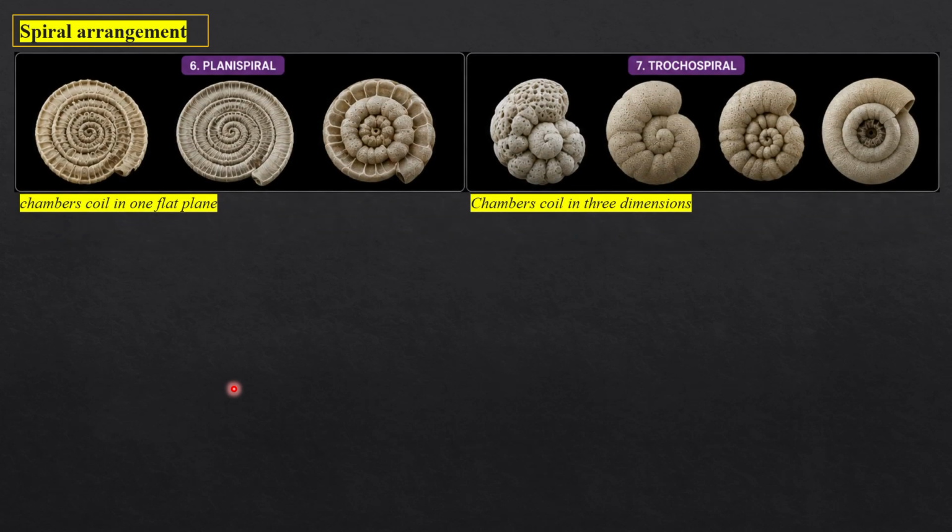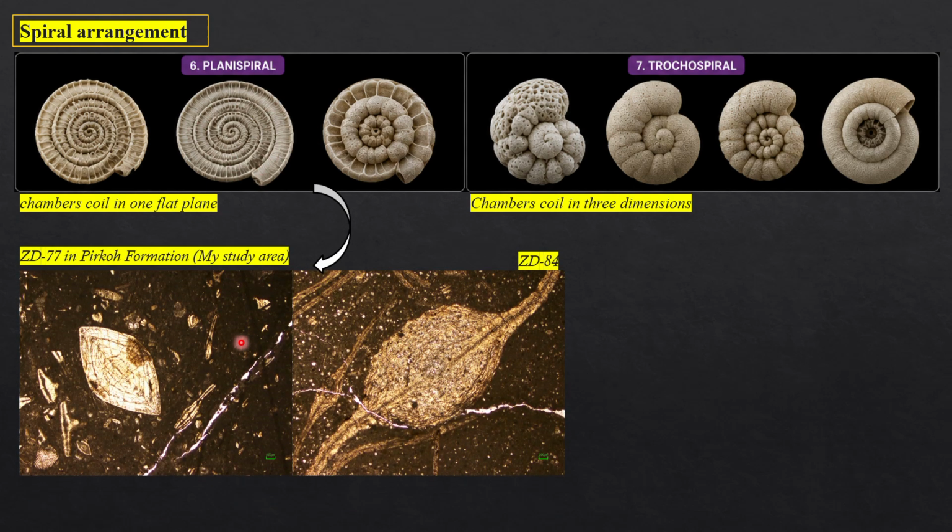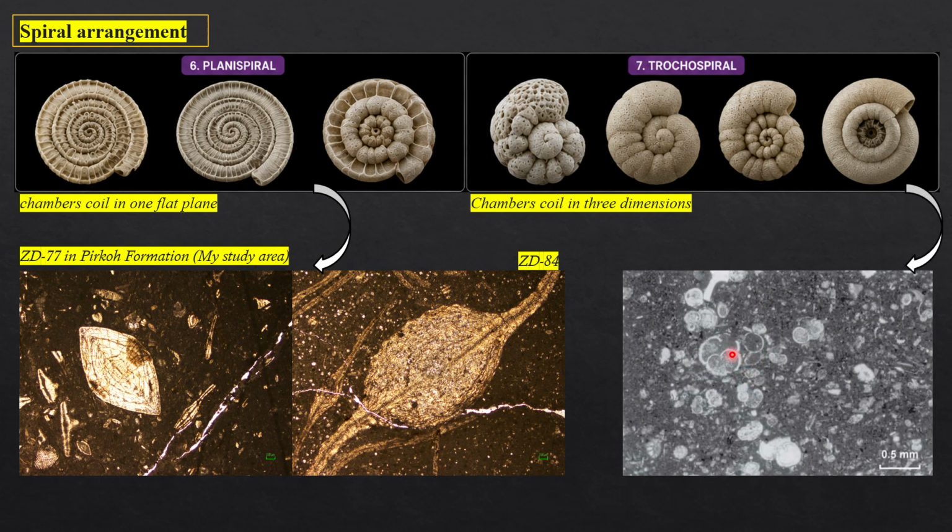Then we have spiral arrangement. The spiral arrangement is the coil, planispiral or trochospiral, of the chambers. We have the chamber arrangement of the nummulites in the planispiral. For the trochospiral we have the Globigerina or Planktonic, most of the planktonic forms.